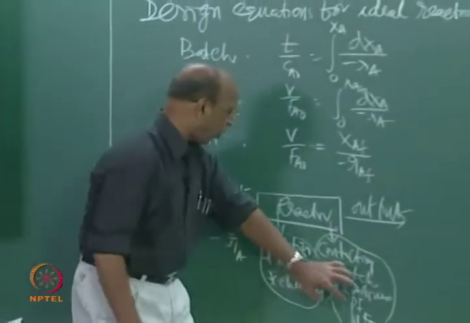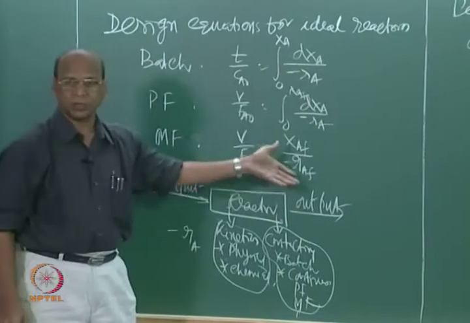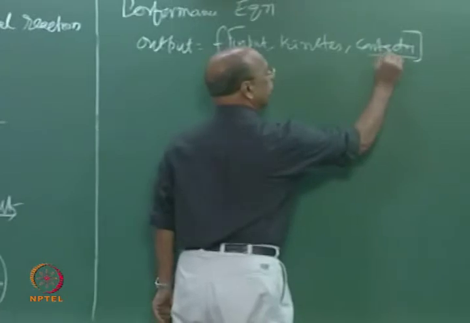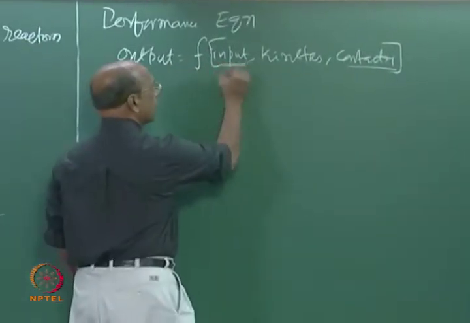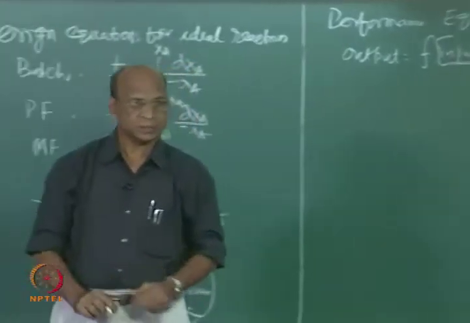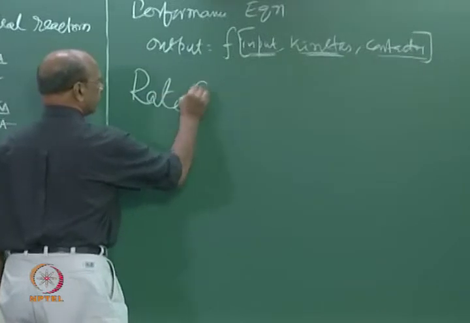Okay, anyway. We have spent a lot of time in deciding which reactor you have to use, either this reactor, this reactor, or this reactor. That comes from this, the type of reactor. And this is FA naught. And now we have to find out what is minus R A, right? So now let us talk about rate of reaction.